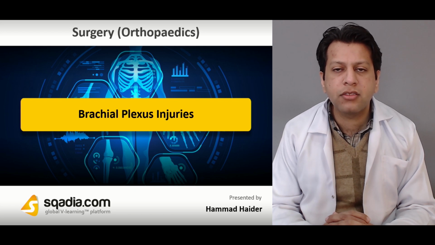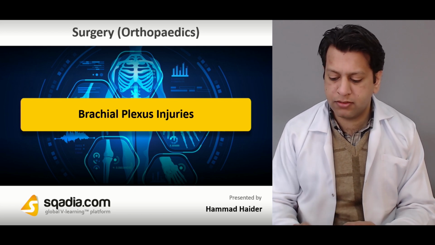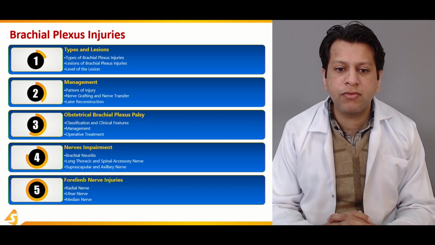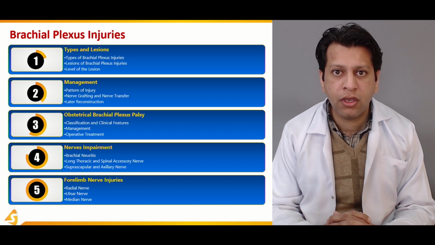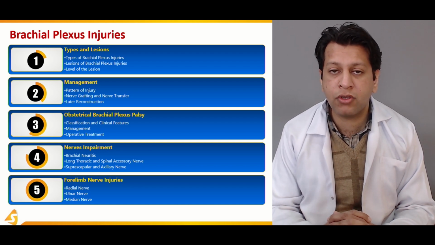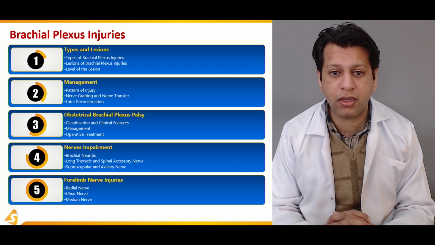Today our topic is brachial plexus injuries. In this we have 5 sections, and we'll initially be going, in the first section, through what the types of brachial plexus injuries are, and what the pathophysiology and pathomechanisms are by which they can occur.